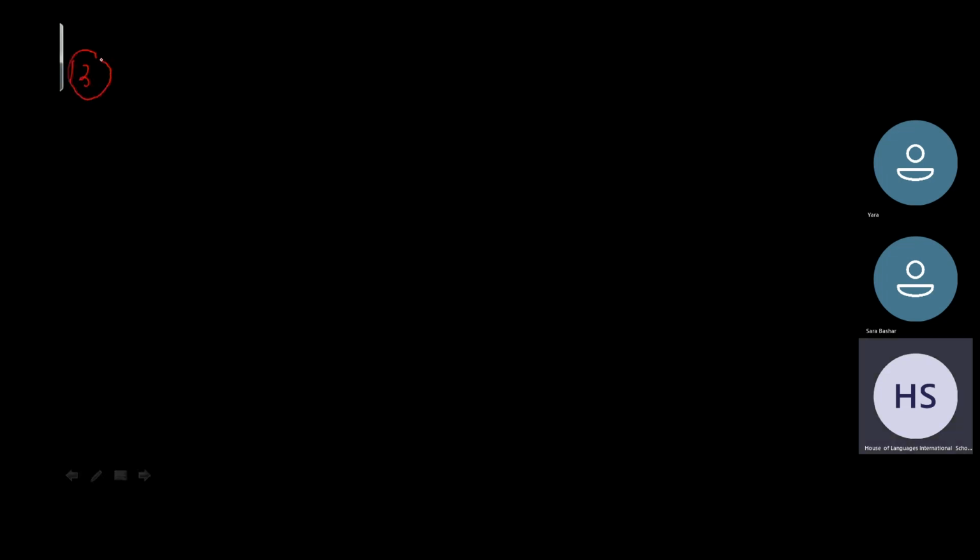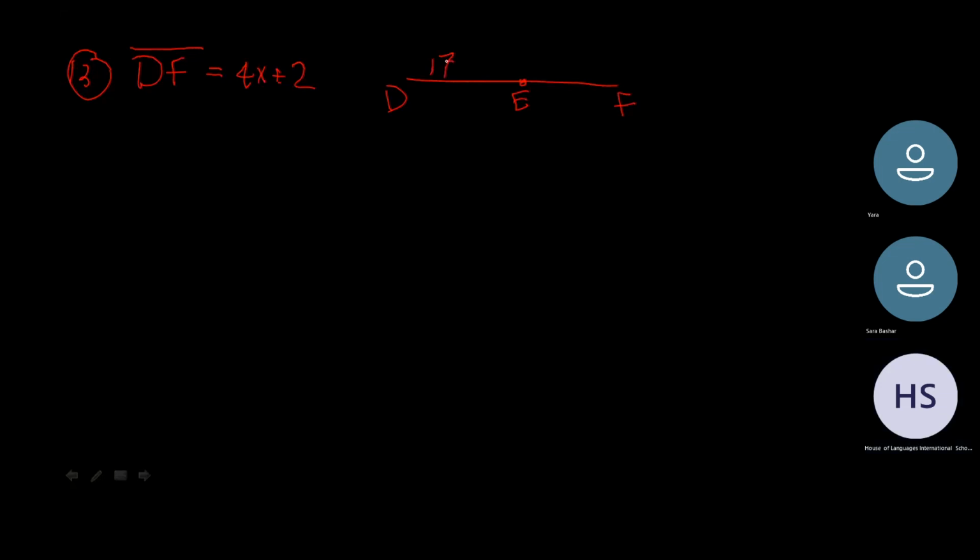In number 13 here, the length of the line segment DF is 4x plus 2, with E at the midpoint. So here we have a line segment DF, and E is a midpoint. The length of DE is 17 inches. What is the value of X?